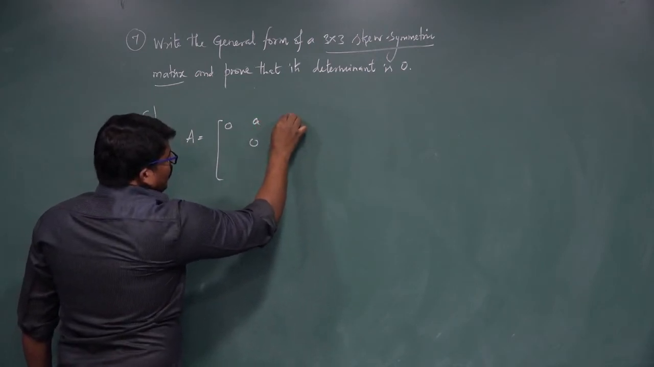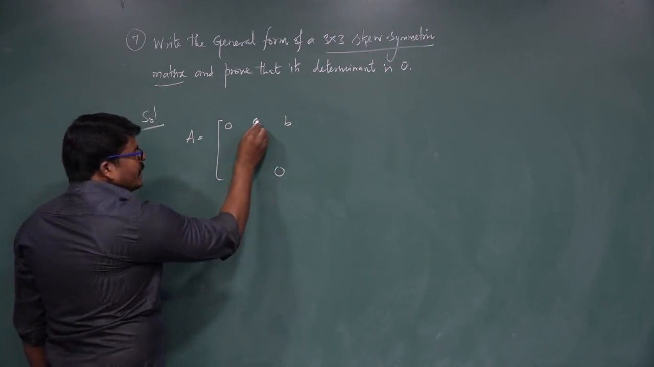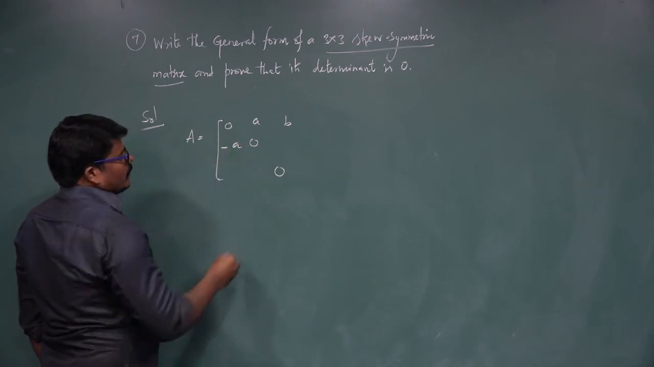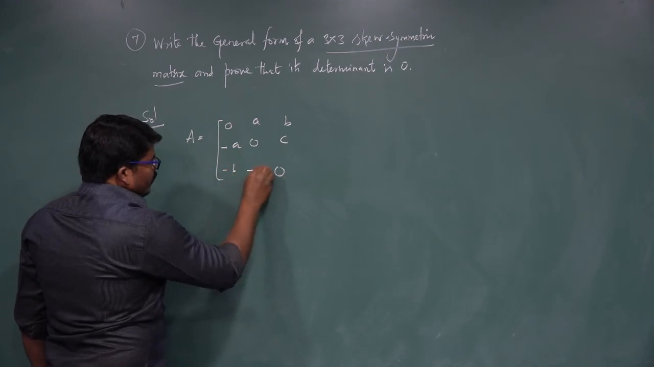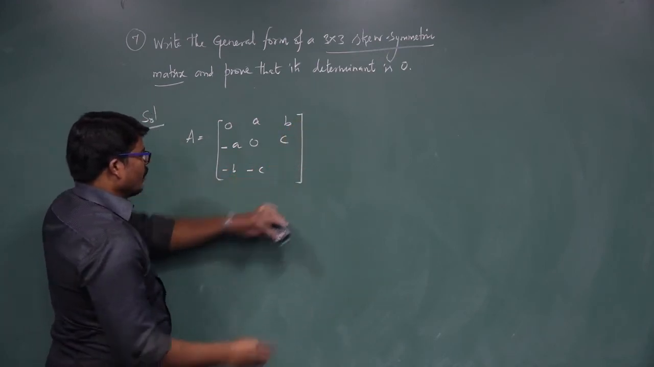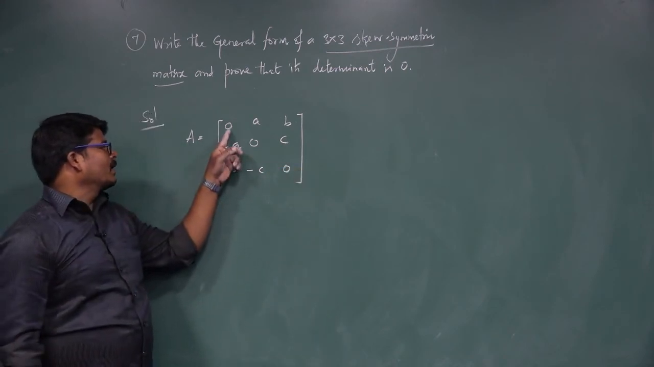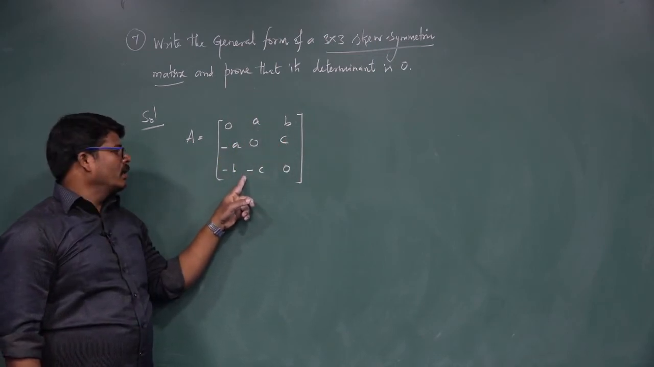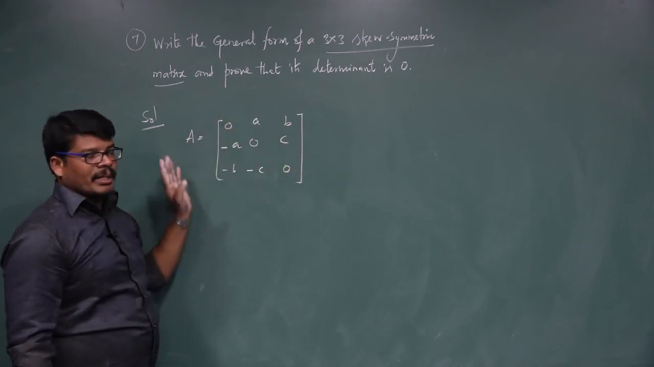Taking the element A, B, the same element as it is, only the sign changes, minus A. The element is C, that is minus B, minus C. This is the skew symmetric matrix in general form. In a skew symmetric matrix, the diagonal value is 0, and the other elements have opposite signs. That is a skew symmetric matrix.